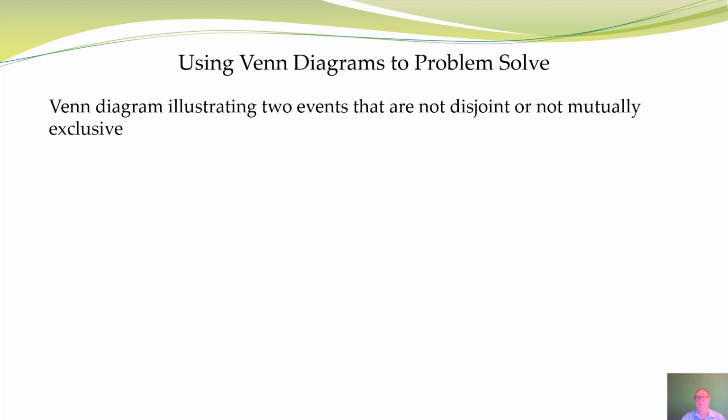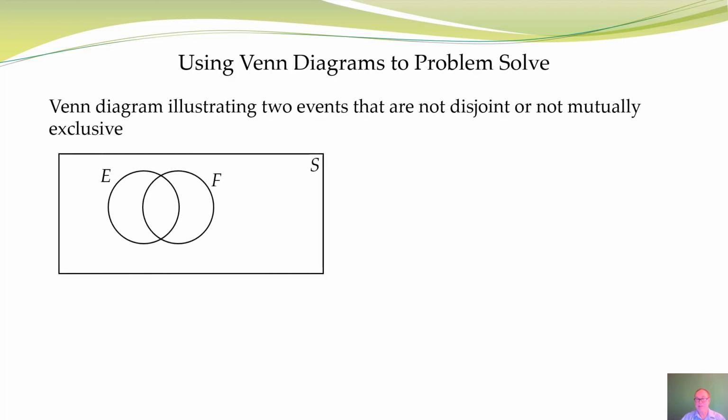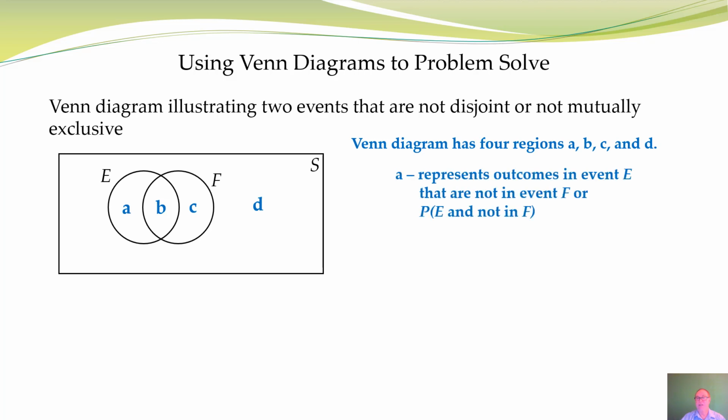Now let's look at a Venn diagram illustrating two events that are not disjoint or not mutually exclusive. So in this case, it's a rectangle for the sample space. We have a circle for E, a circle for F, but this time they overlap each other because they have a part in common. They are not disjoint. So this has four regions, A, B, C, D. So let's start with A. A represents outcomes in event E that are not in event F, or the probability of E and not in F.